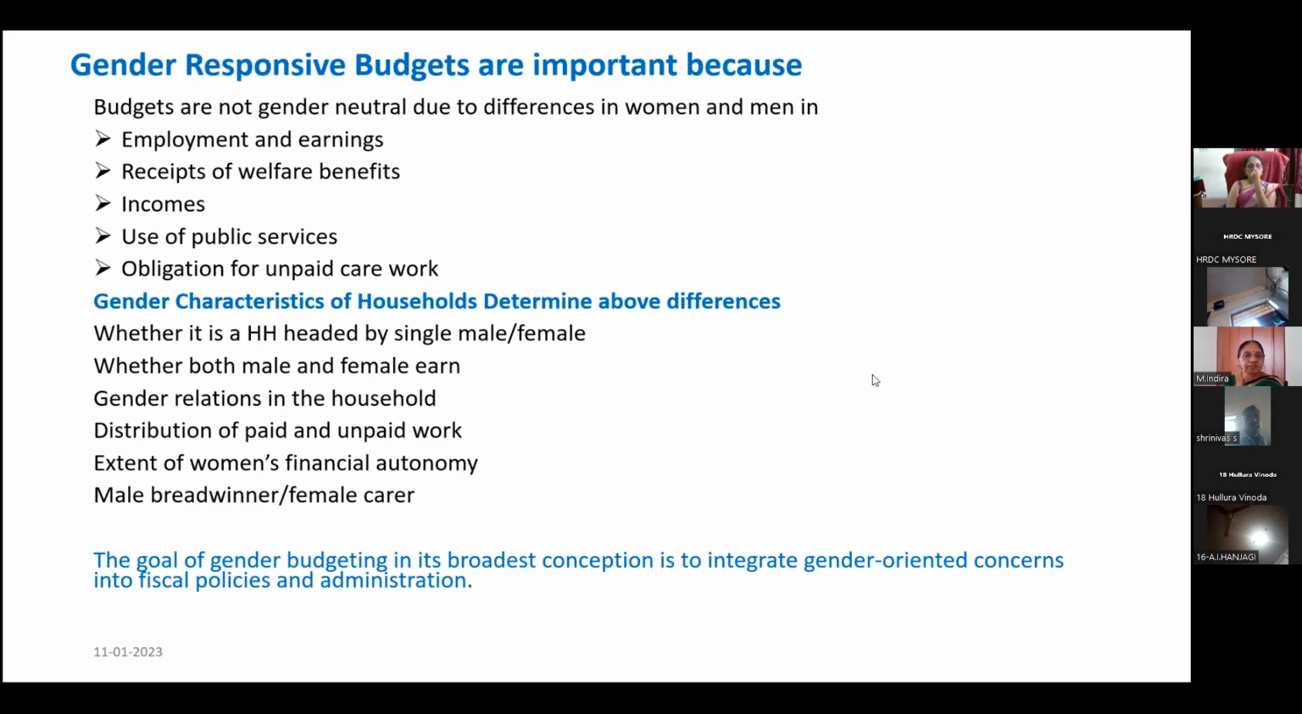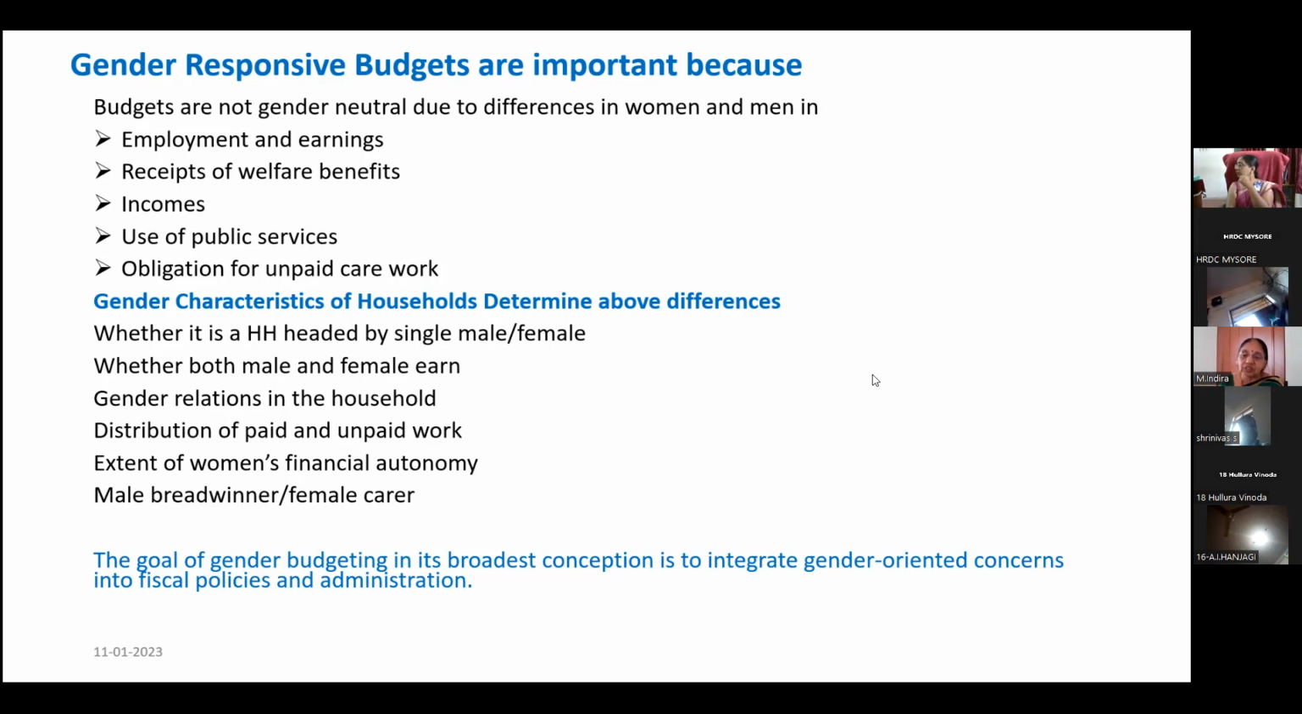So these are the differences, and gender characteristics are determined by the household. All these factors are determined by household characteristics. What is the household? Whether a woman or a man is the head of the household, whether both men and women are earning or only one is earning. If only one is earning, the differences are more. If both are earning, the gap is less.